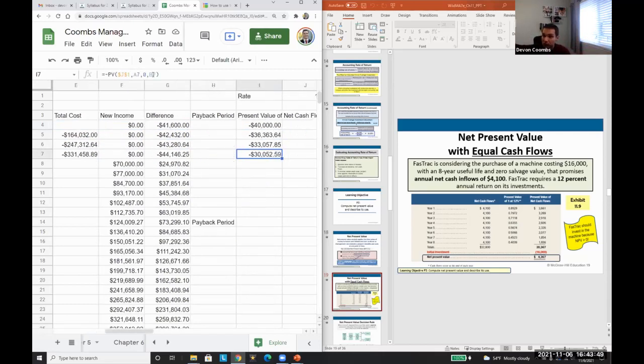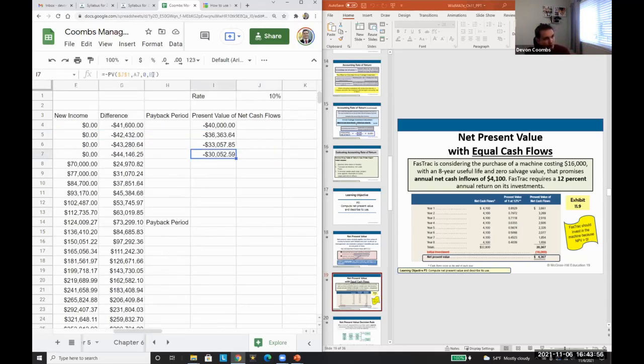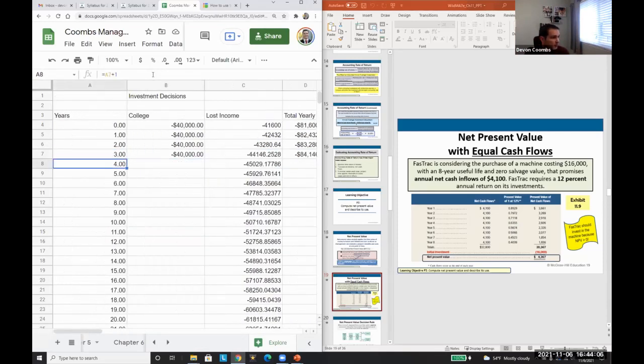Those are all the inputs. What's our future payment? What's the percentage? What's the number of years? How far is it into the future? And so the total cost is $139,000 in present value. And then we're going to figure out our future value cash flows.